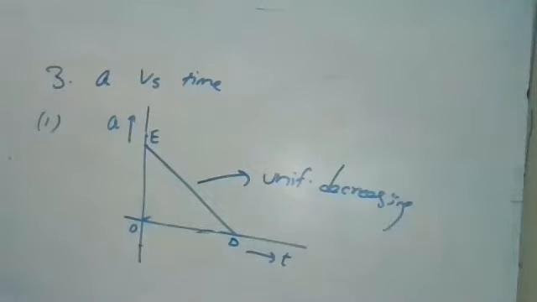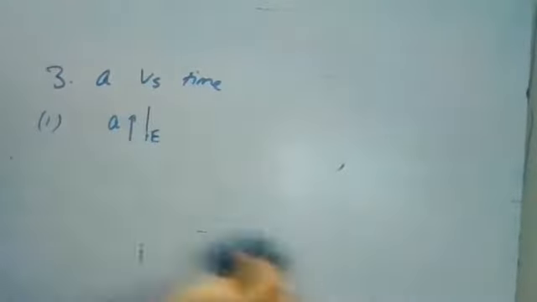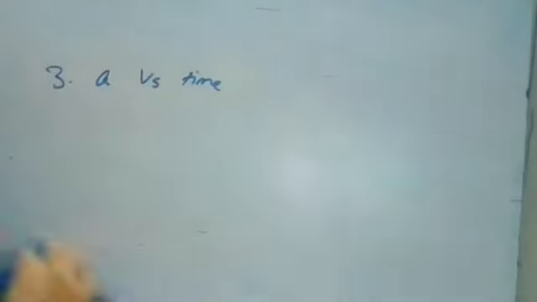So it was uniformly decreasing. So there are three graphs related to acceleration versus time. There are some more. Fourth point. Take down the fourth point.